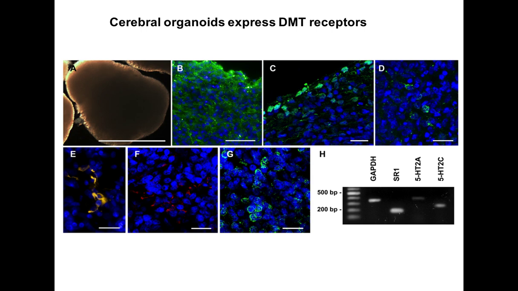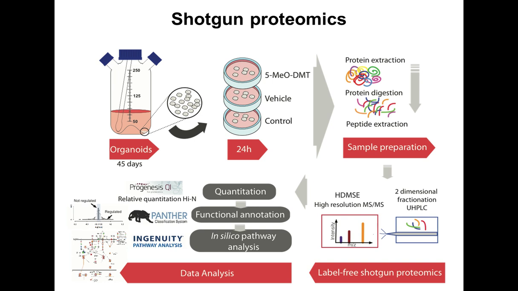So we moved on to another model that I also introduced in my presentation, the human brain organoids. Before we did these experiments, we confirmed that these cells within the brain organoids have the sigma-1 receptor and also the serotonergic receptors, as we can see here in figure H. So we exposed these brain organoids to DMT, and after 24 hours, we prepared the material to do proteomics, shotgun proteomics.